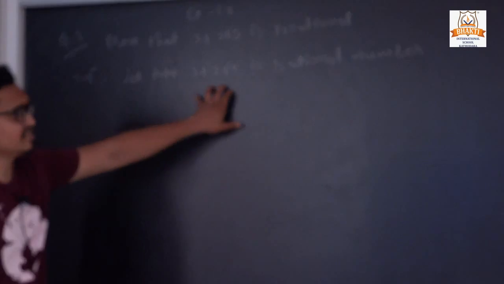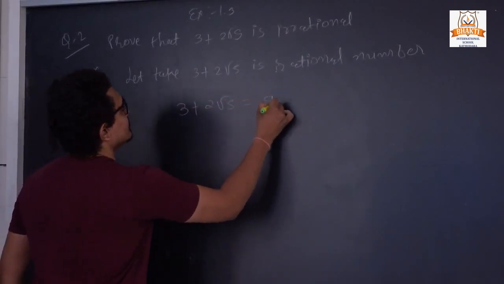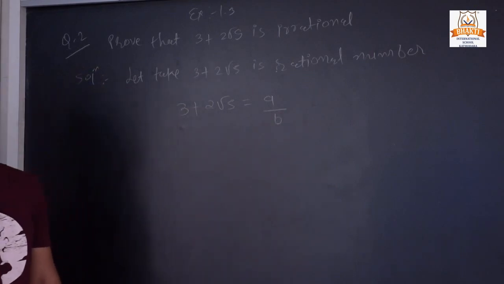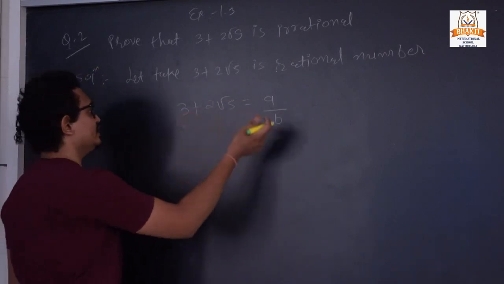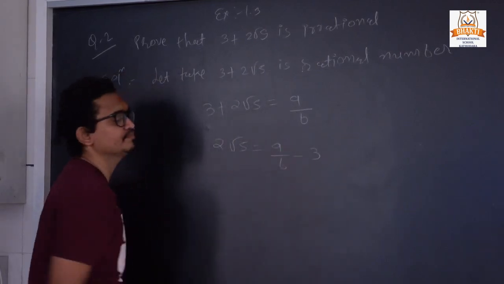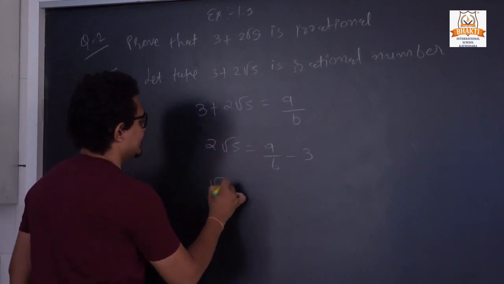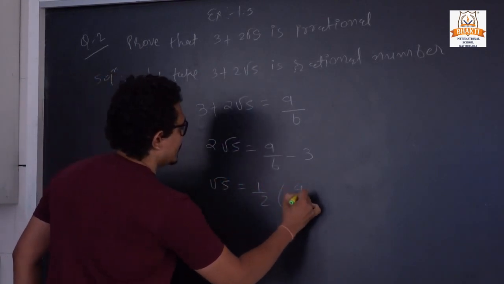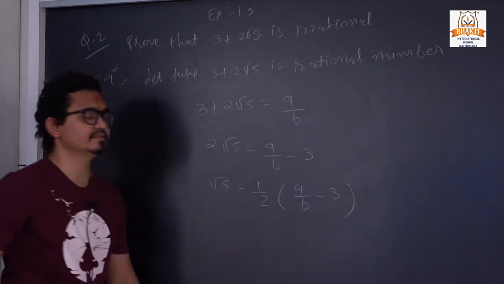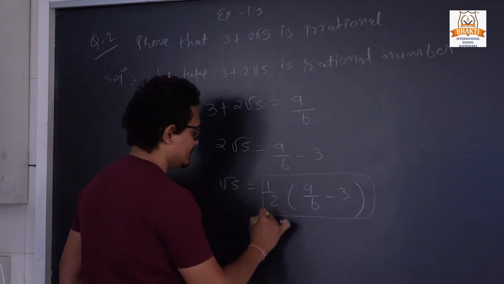So if it is rational, we can write it as A upon B. Now that 3 is going to the second side, so we can write A upon B minus 3. That 2 is also going to the second side, so we can write 1 by 2 times A upon B minus 3. So we can clearly see that this is a rational number.